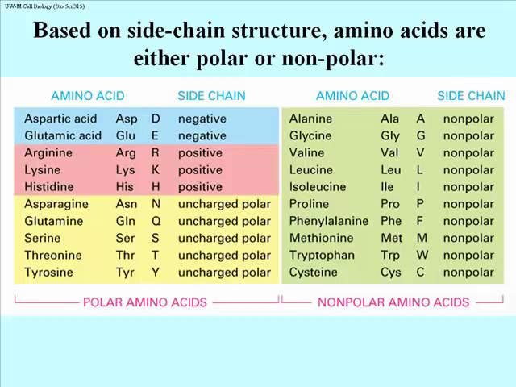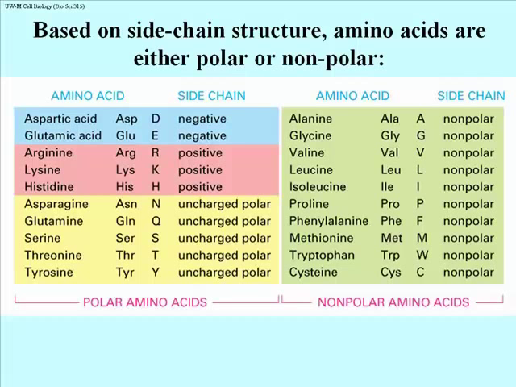proteins. 10 of them on the left have a charge either because they are acidic or basic. If they're acidic, they can lose a proton by dissociation and become negatively charged. If they're basic, that's arginine, lysine, and histidine here. They have amino groups in their side chains that can gain protons and become positively charged.